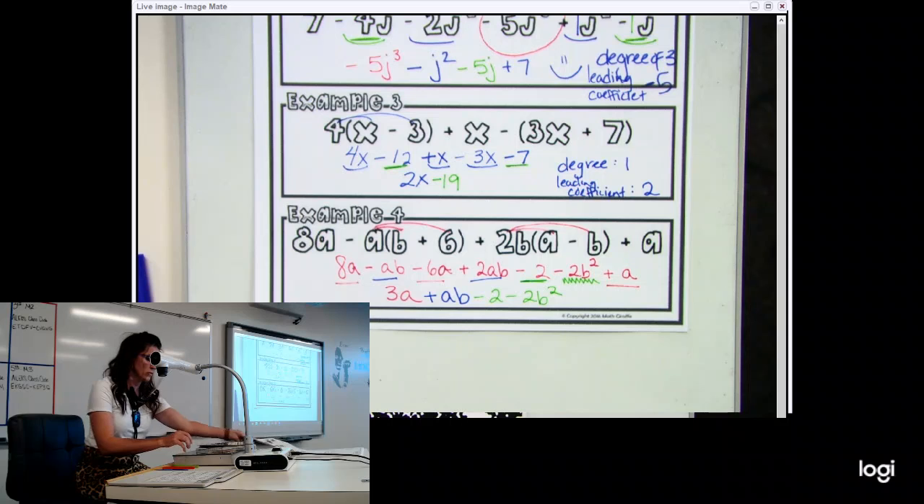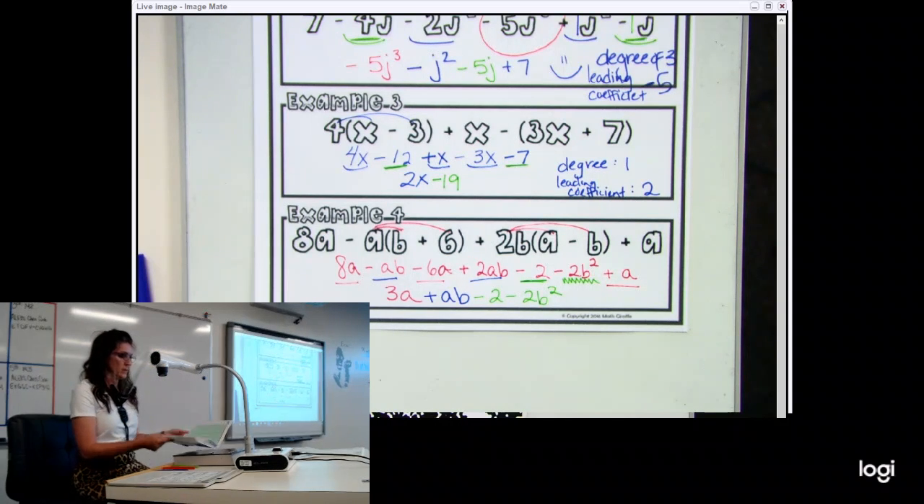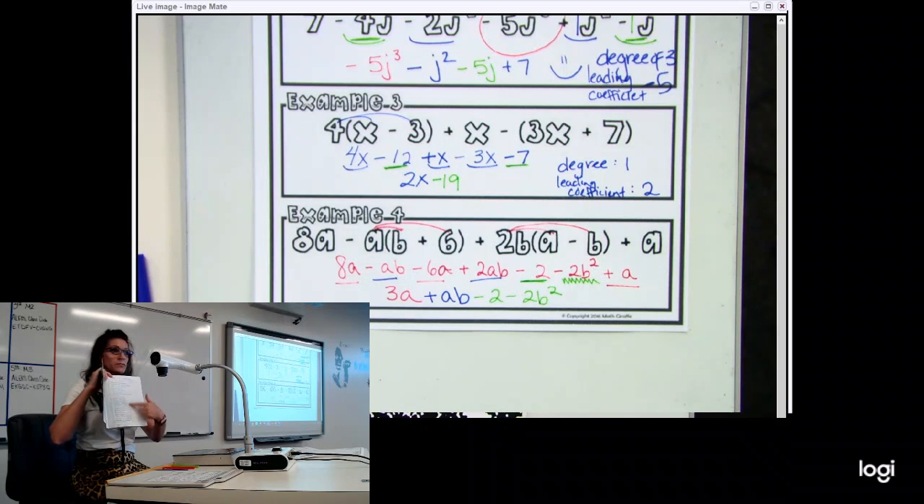Now, in your journals, I don't have a new one, save the first page. Save the first page for a table of contents. You'll want to put your journal started on the next page, okay?